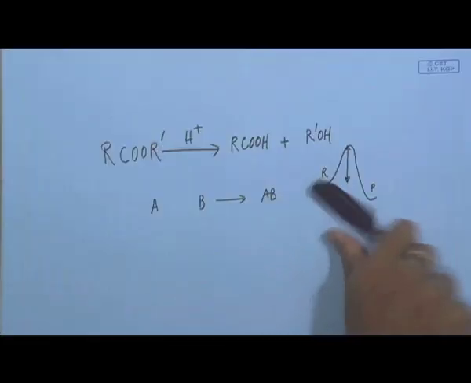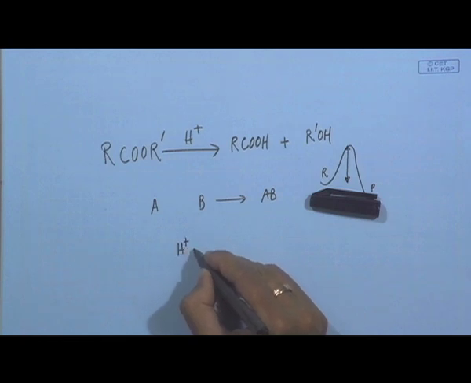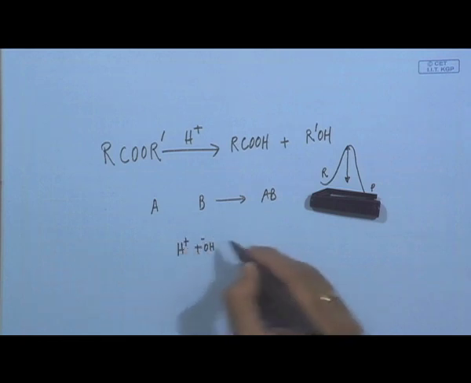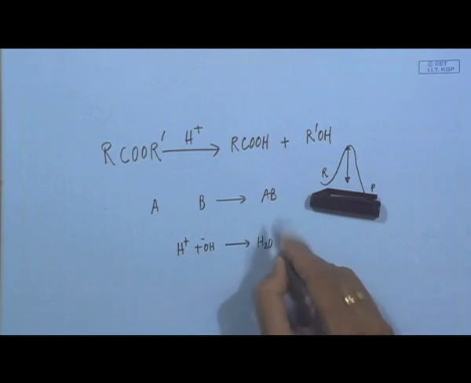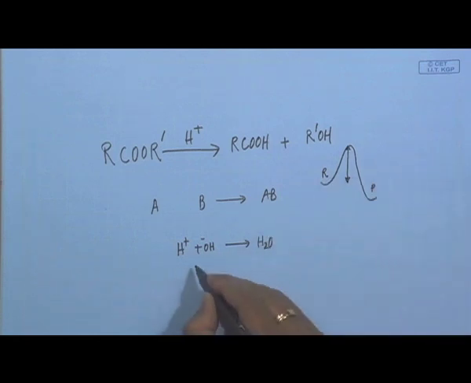Like if you think of this H plus and OH minus reaction, an acid base reaction, to produce water. So it's a very fast reaction. Now the question is, what type of reaction is this? The thing is that this very fast reaction, its rate is generally diffusion limited.